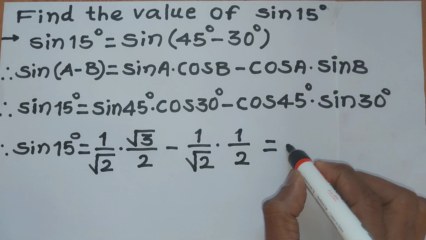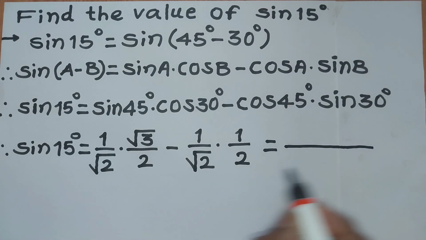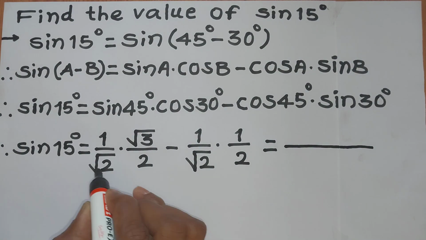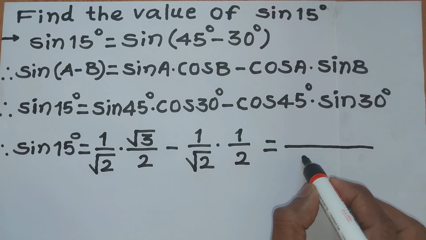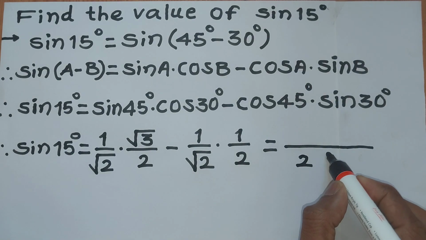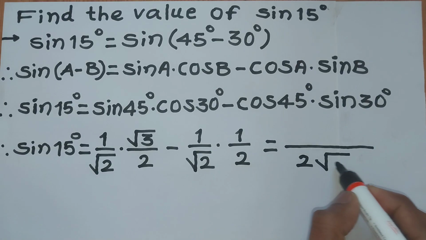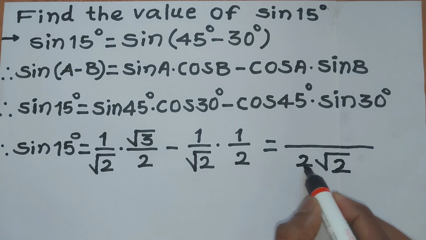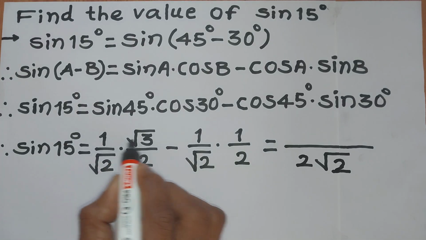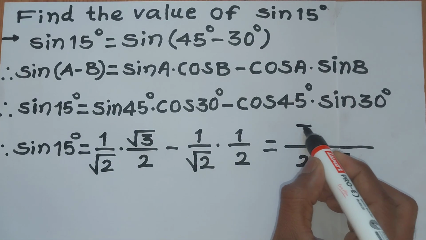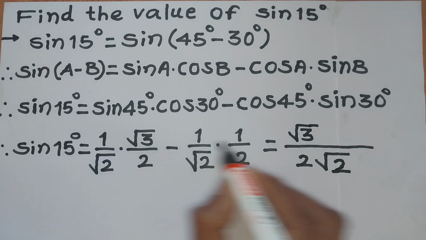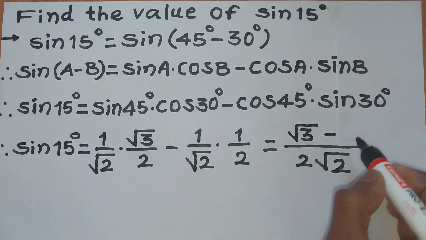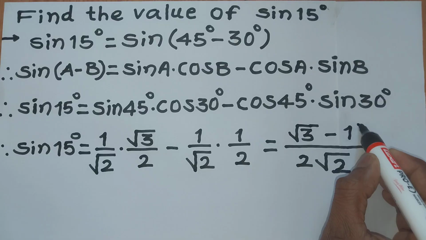Therefore we write here denominators 2 root 2 and here also denominator 2 root 2, means denominators are equal. So I will write the denominator a single time, that is 2 root 2, and here 1 into root 3 means root 3 minus 1 into 1, 1.